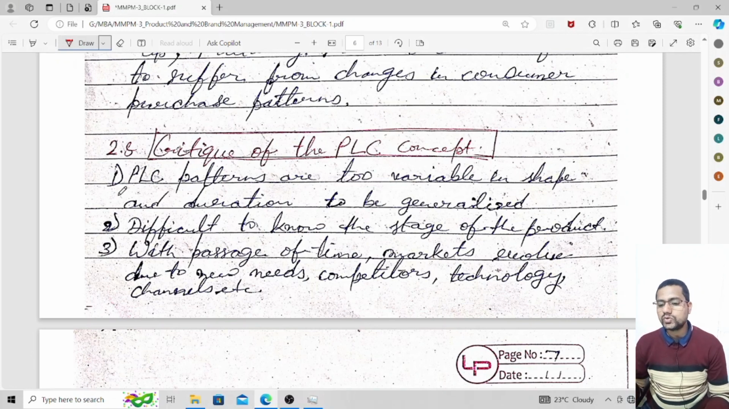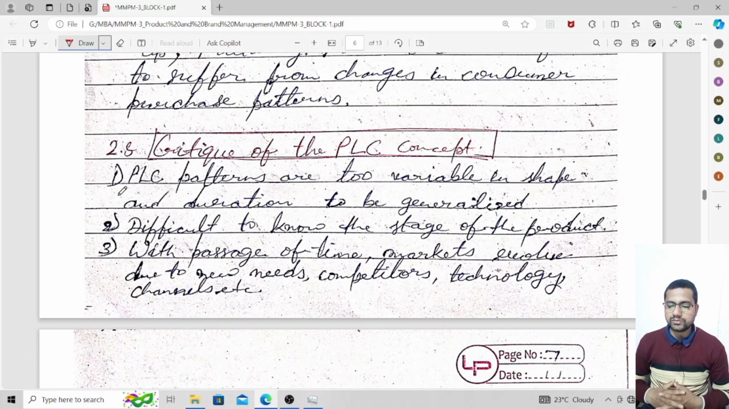Second, given, difficult to know the stage of the product. So it is very difficult to know the exact stage of the product, or you can say in which stage the product is. And third one given, with passage of time, markets evolve due to new needs, competitors, technology, channels, etc. During different stages of the product, it may be possible that there is change in the market, or you can say market evolve.